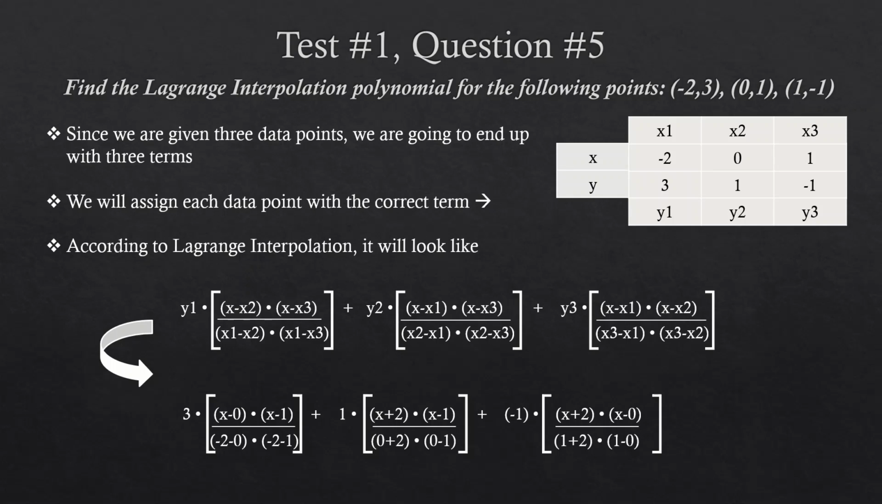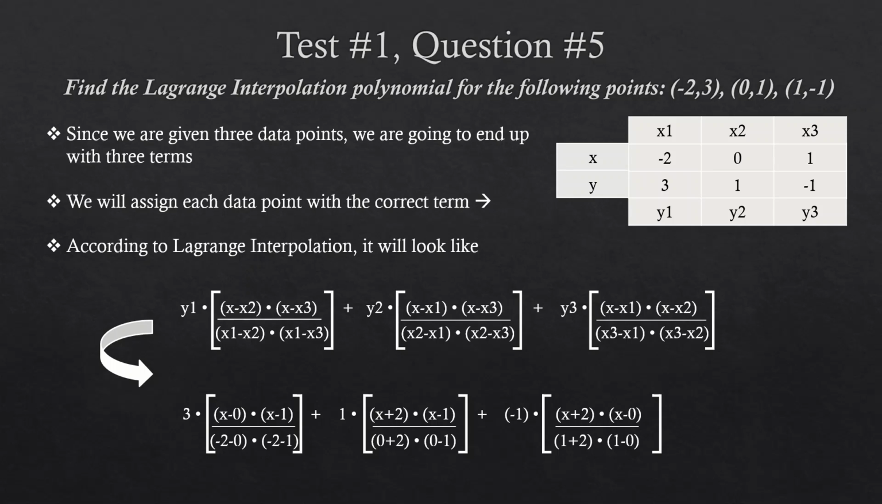And we will continue to do this. For the next one, we will have y2 multiplied by another fraction. This fraction is going to be the product of the variable x subtracted from all of our given x's that are not x2. So then we will have x minus x1 multiplied by x minus x3. Then for the denominator, we use our x2 and subtract from each of our given x's that are not x2. So we have x2 minus x1 multiplied by x2 minus x3. This is our second term for the Lagrange polynomial.